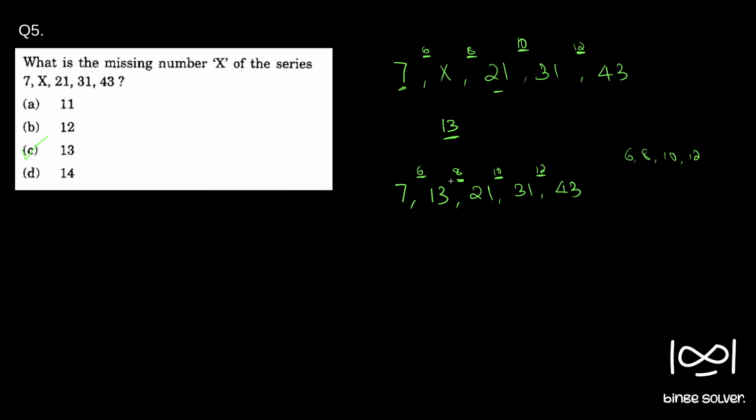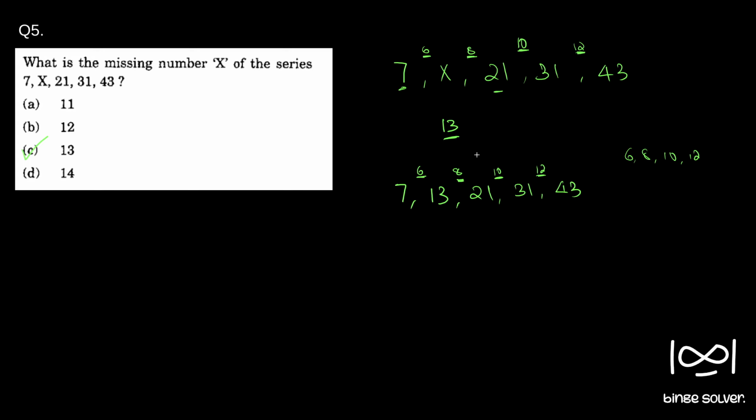In the exam hall, try to look for patterns like the way I discussed now. 7 and 21, we can see whether 7 into 3 is 21, and whether any such combination is possible. If that is not the case, then see whether there is any difference involved, any relationship between the differences, or whether any squares are involved, difference of squares. So there are some fixed patterns.